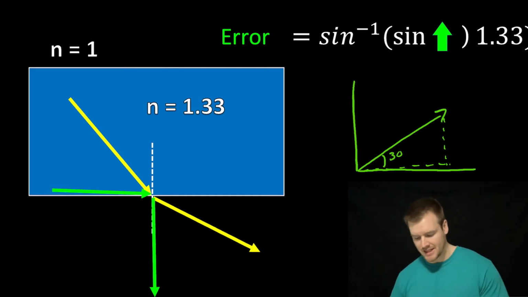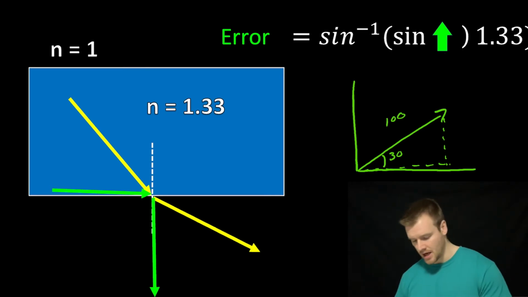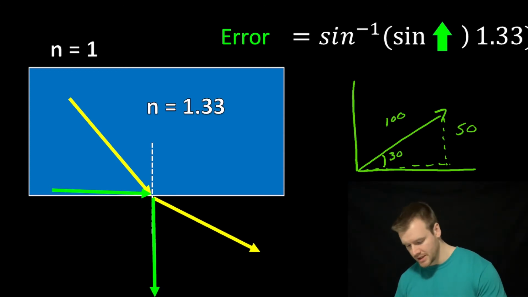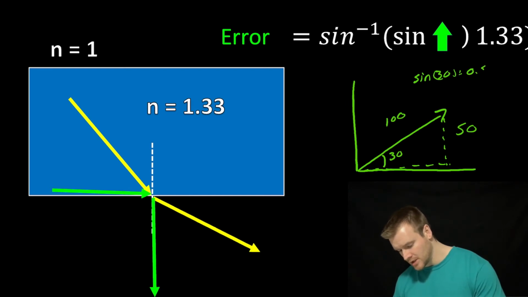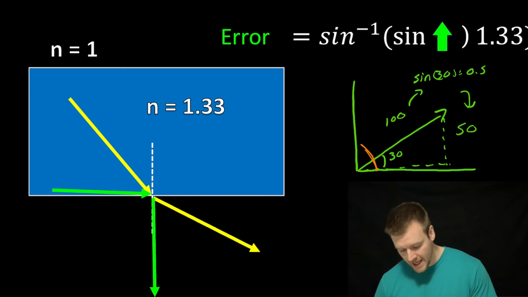So for example, if this hypotenuse was 100 and we took sine 30 times 100, we would get a number of 50 here. And that's because the number sine 30 was equal to 0.5. Sine 30 is equal to 0.5. So we multiply the 100 by sine 30, or 0.5, and got a number of 50.